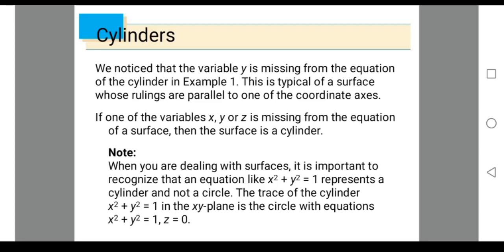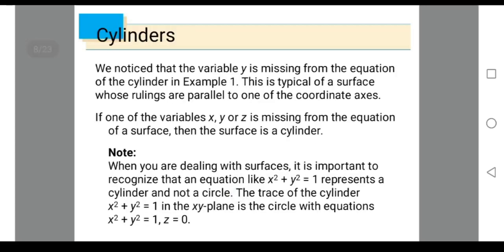So here you have to keep something in mind. When you are dealing with surfaces, it is important to recognize that an equation like x squared plus y squared equals 1 represents a cylinder and not a circle, right? It does not represent a circle but a cylinder. The trace of the cylinder x squared plus y squared equals 1 in the xy plane is a circle with equations x squared plus y squared equals 1, where z is equal to 0. So this was actually all about the cylinders.